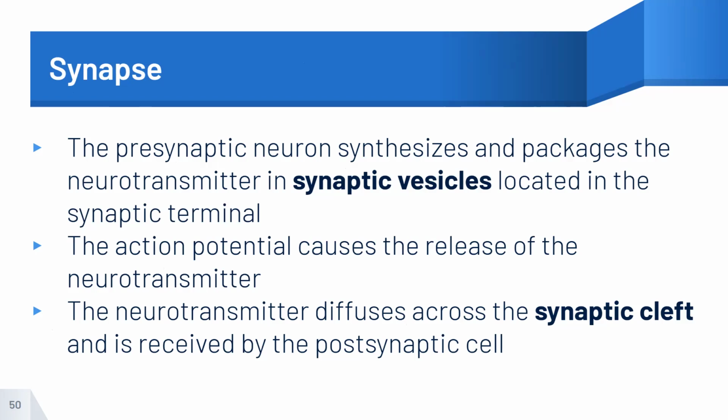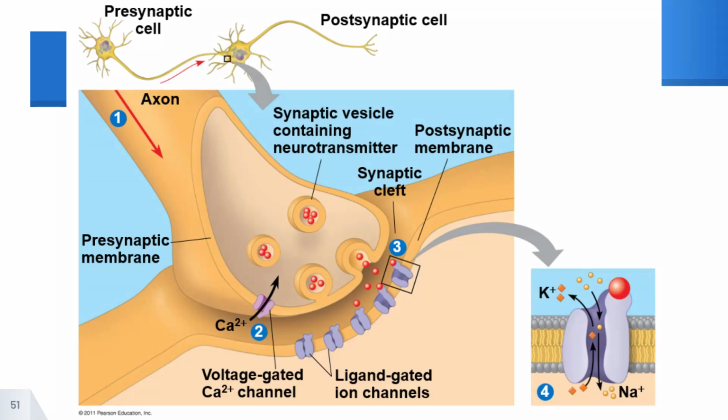So in exocytosis, it's going to release the neurotransmitters, which will then diffuse across the synaptic cleft, which will then get picked up by the receptor proteins on the postsynaptic cell, and then it's going to trigger possibly another action potential in the next cell if the signal reaches that threshold potential.